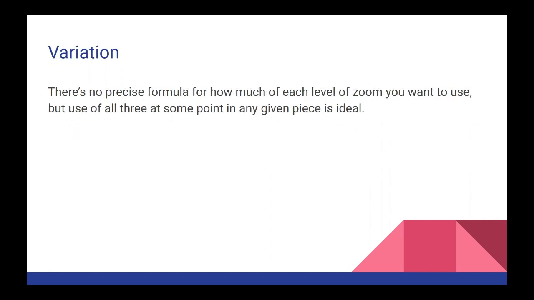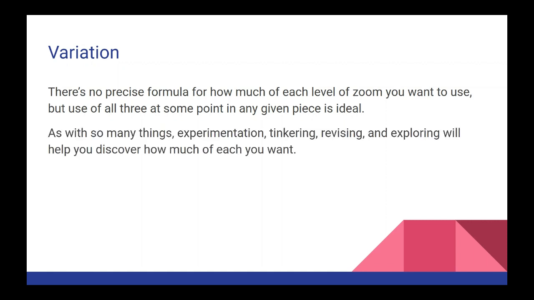But the real thing here is that there's no precise formula for how much of each level of zoom you want to use in a piece of writing. It doesn't need to be, okay, 33% of my description is wide angle lens, 33% is medium, and 33% is close-up. But the idea is that you want to use variety. You want to attempt to use all three at some point, just to give that textural variety that readers are probably really going to be yearning for. But again, it doesn't need to be a perfect balance of all three.